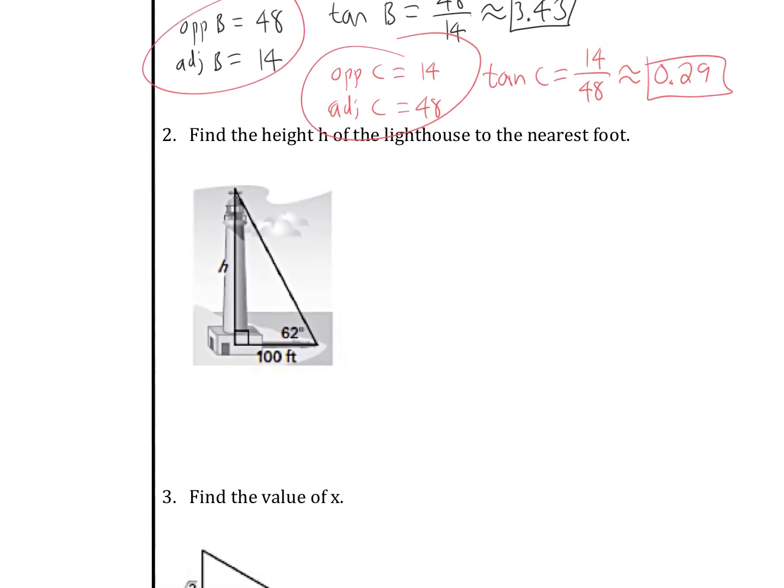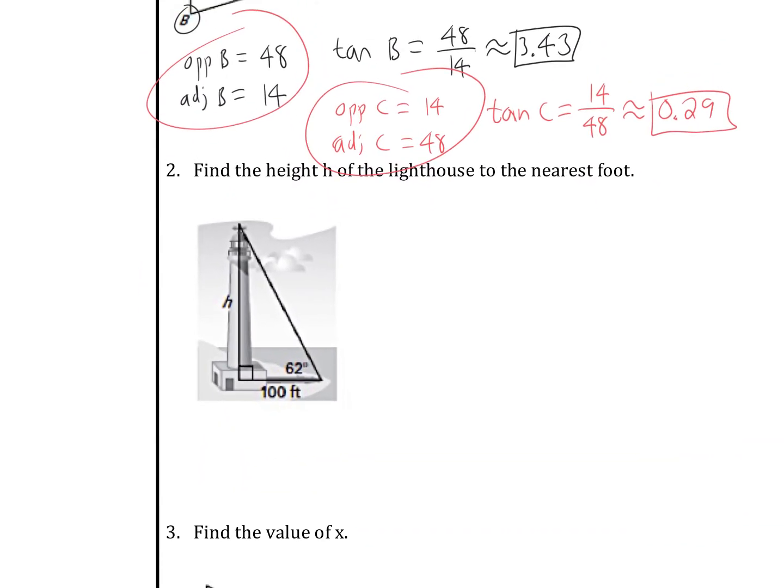All right, number 2 down here is very similar to what we were doing before, where we were solving for the missing length here. So, we have 62 degrees. What do we have here? We have h and 100 feet. In relation to 62, what are those? Are those opposite, adjacent, or hypotenuse?